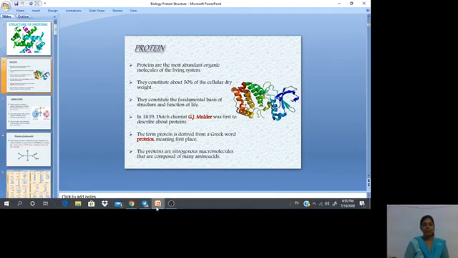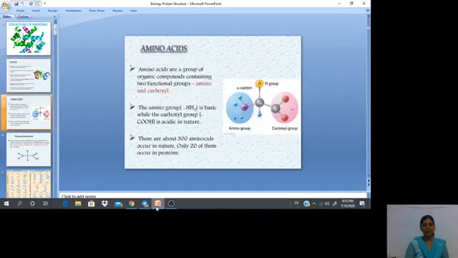Protein is derived from the Greek word proteos. It means first place. Proteins are nitrogenous macromolecules that are composed of many amino acids. Now we will discuss the amino acid. Amino acids are a group of organic compounds containing two functional groups, amino and carboxyl.